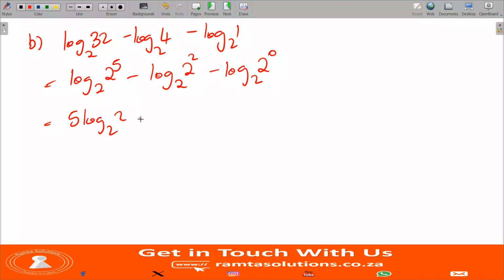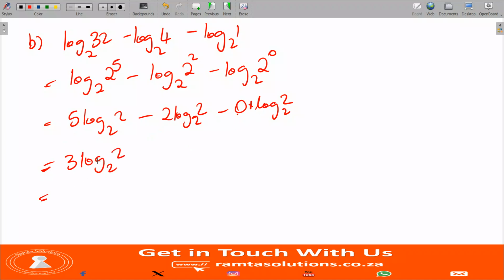Remember, we dropped the 5. Now we drop the 2: 2 log 2 base 2. We drop the 0: 0 times log 2 base 2. What is this? This becomes 0. So this will be 3 log 2 base 2. Remember, guys, this part becomes 1. So this is similar to saying 3 times 1. Therefore, our answer is 3.